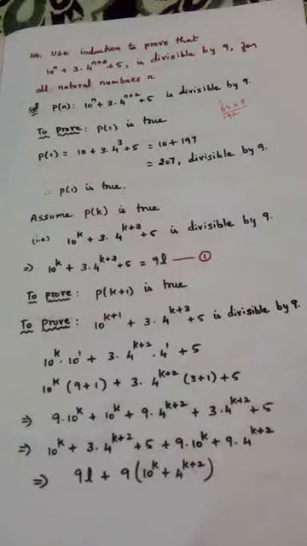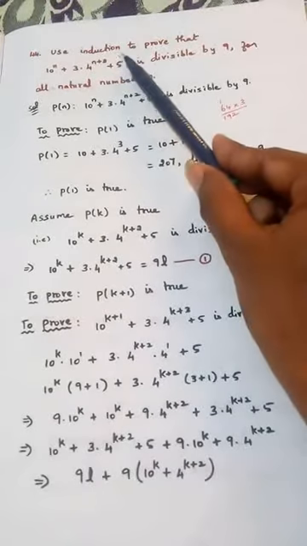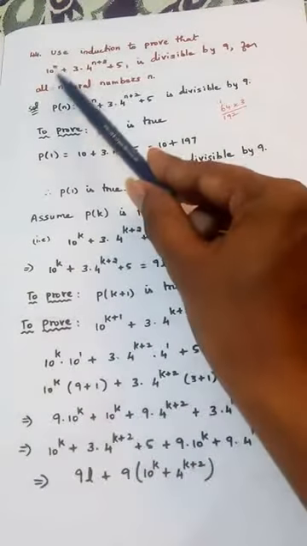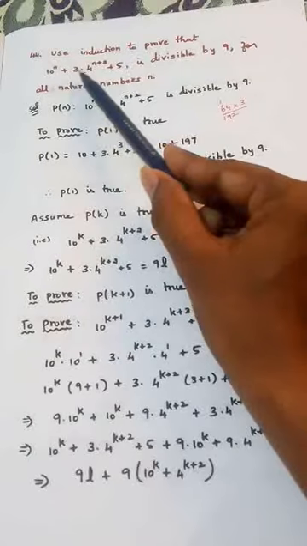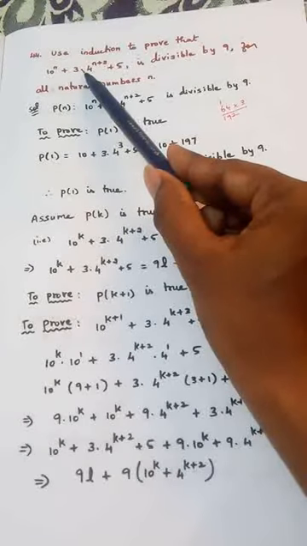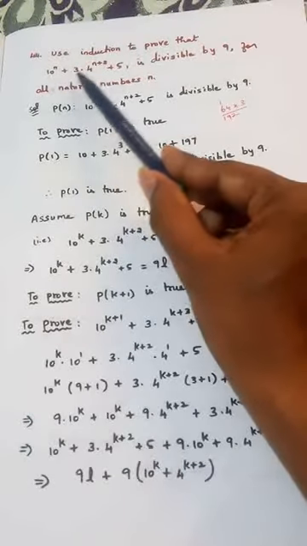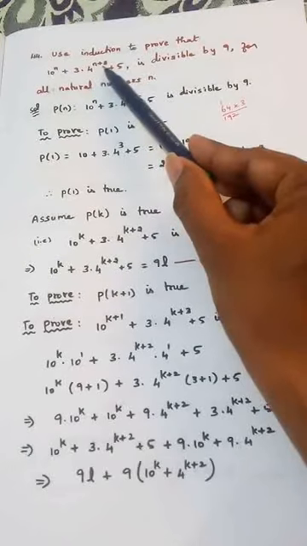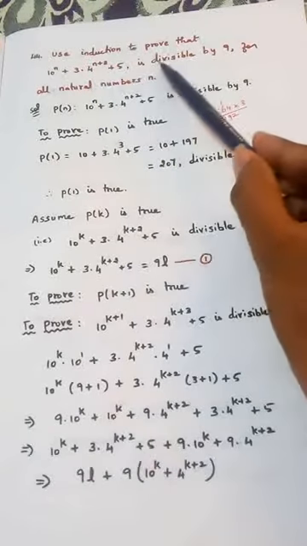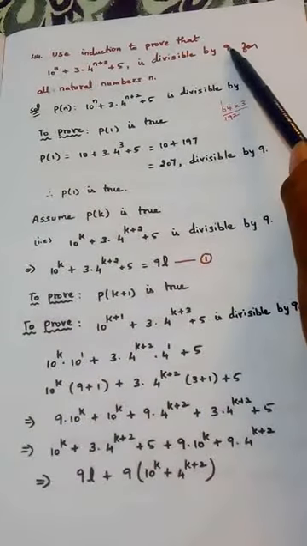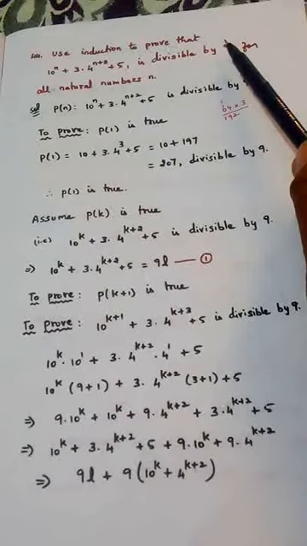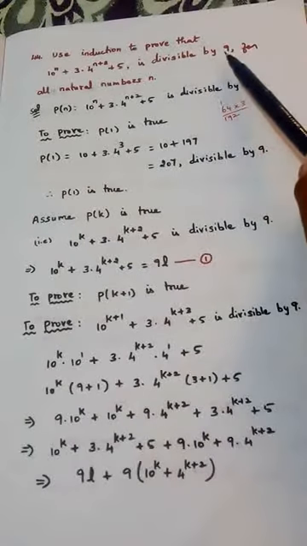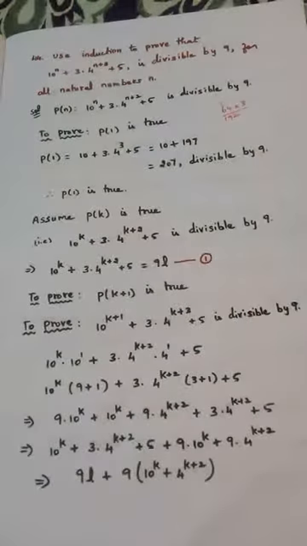Question number 44. Use mathematical induction to prove that 10 power n plus 3 into 4 to the power of n plus 2 plus 5 is divisible by 9. Keep in mind, dot means into. If you see the previous problem, we proved it is divisible by 3. Here we are proving divisibility by 9 for all natural numbers n.